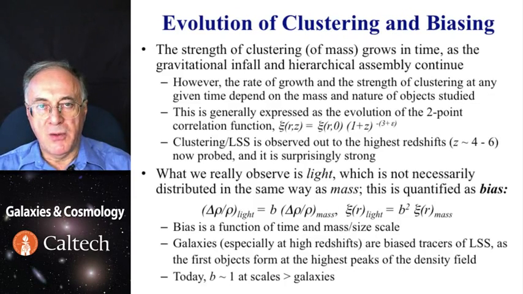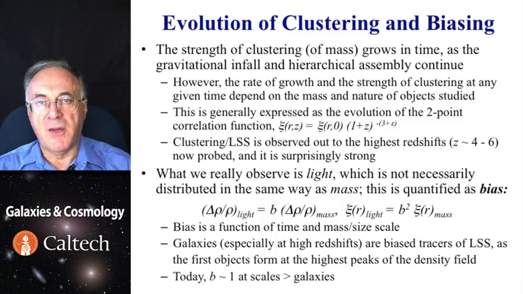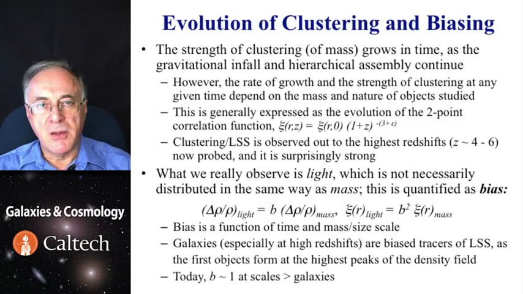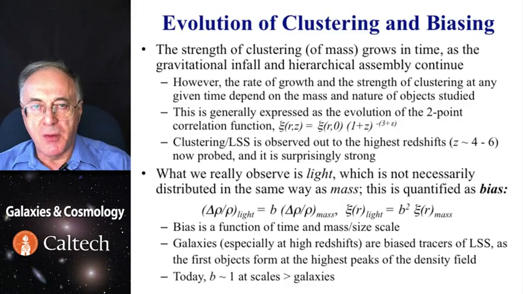So to summarize the evolution of clustering and bias, the generic expectation is that clustering grows in time, and it does. But the rate at which it does depends on the mass or the density contrast of the initial conditions, the type of the objects that you're following. And it's fastest for the highest contrast ones. We can quantify this through the evolution of the two-point correlation function, as shown here. And observationally, we can follow clustering to the highest redshifts we can probe today.